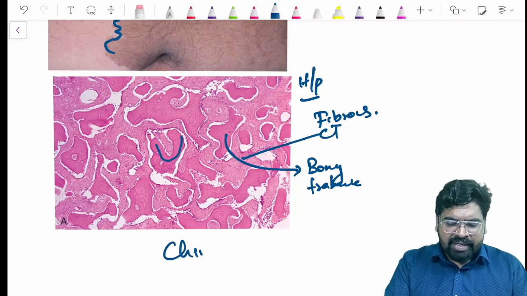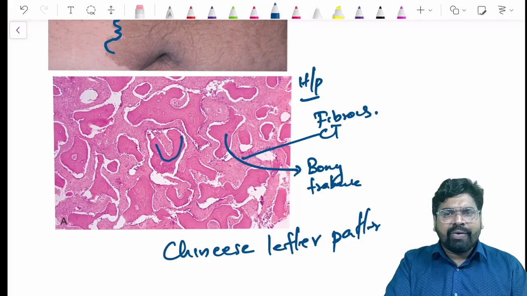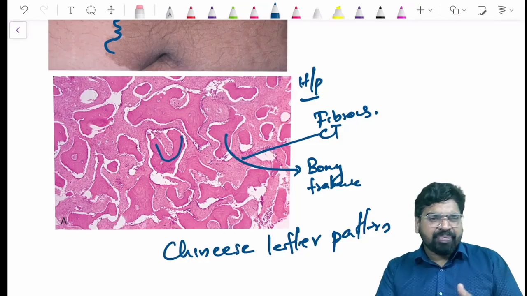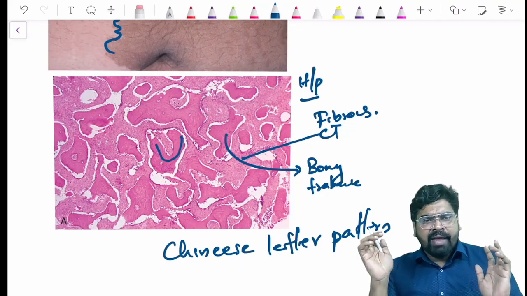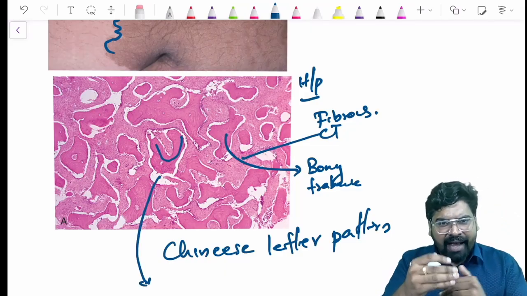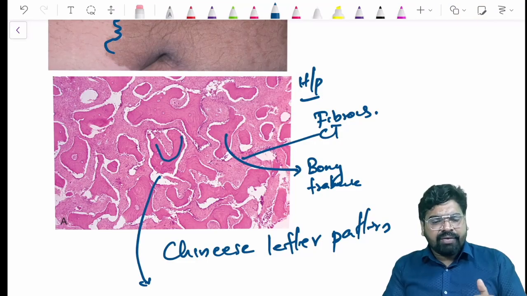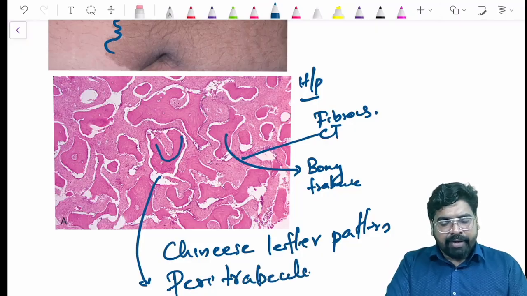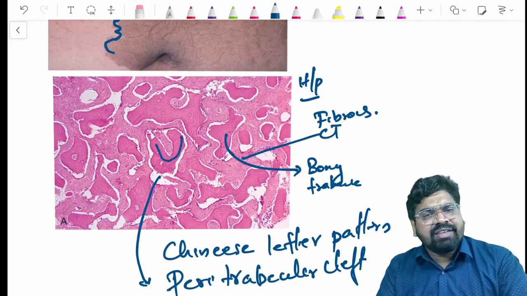So this is called the Chinese letter pattern of the trabeculae, one interesting thing, or we say alphabet soup pattern. Alphabet soup means you put alphabets, A, B, C, D, E, in a soup, and it is mixed. Another thing you can see is that the connective tissue and the trabeculae have a white space between them, called a peritrabecular cleft. This is one interesting histological feature.